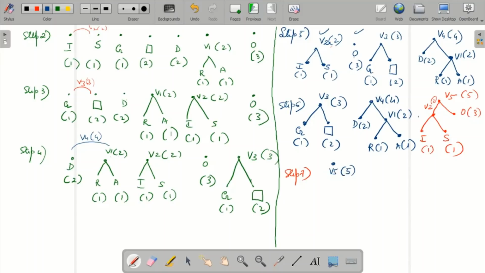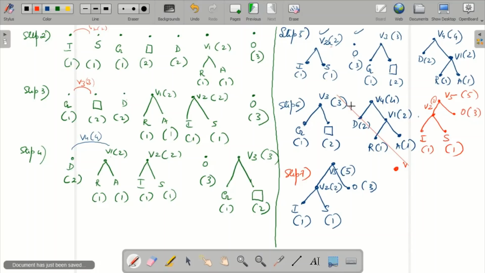And that as a branch, V2 and O, that is of 3, V2 is of 2, and for that V2 you have I and S, that is 1 and again 1, and then this combined will give me a new vertex, that is V6. So here I'll draw it in a red ink. V6 whose sum of weight will be 3 and 4, that is 7. V6 and 7, and for that you have V3 and V4.